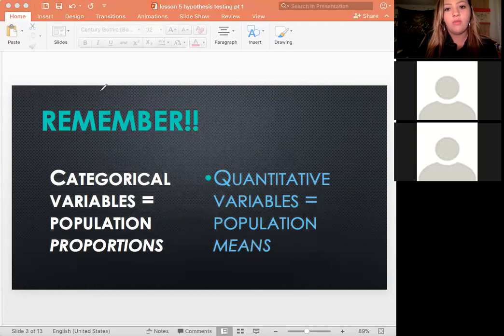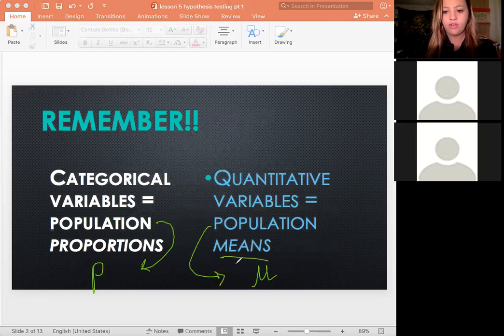So when we write our hypotheses, as we'll go over, you're going to use the symbol P for categorical variables, and then for means, you're going to be using mu. And these are, once again, the population symbols for these respective proportions or means.